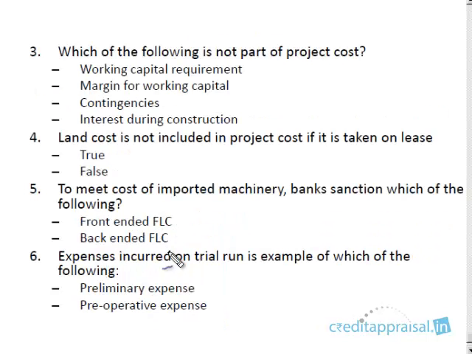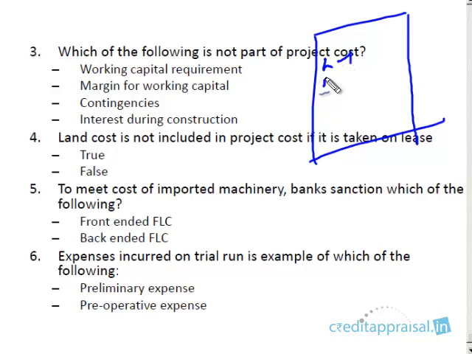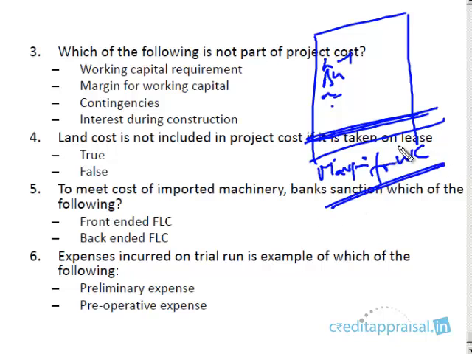So third question is, which of the following is not part of project cost? Working capital requirement, margin for working capital, contingencies, interest during construction. If you refer back to our discussion on project cost, we discussed project cost consists of various items like land, building, machinery, and all. Lastly, at the end, there is an item called margin for working capital. Please recall that segment. To fully understand this concept, we have to discuss the chapter on working capital, which we'll do in the next chapter. For the moment, please remember that in project cost we have an item called margin for working capital.